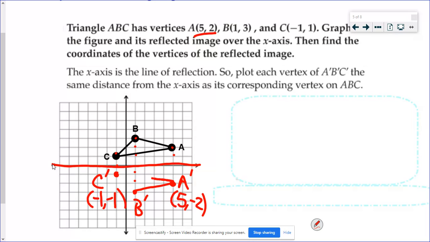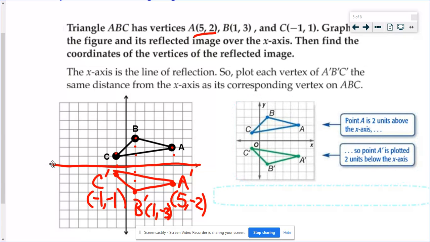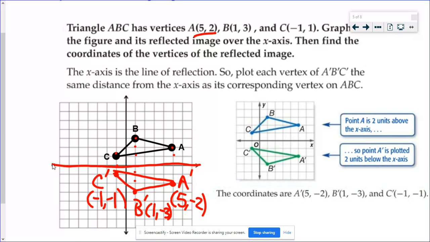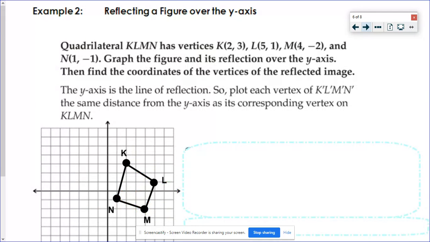I know I still have to get the ordered pair for B. B was at 1, 3. Now it's going to be at 1, -3. Okay, here it is looking a little bit better than my graph. And here are the ordered pairs. Again, however far you are above or below the x-axis, that should match for the image and the pre-image.